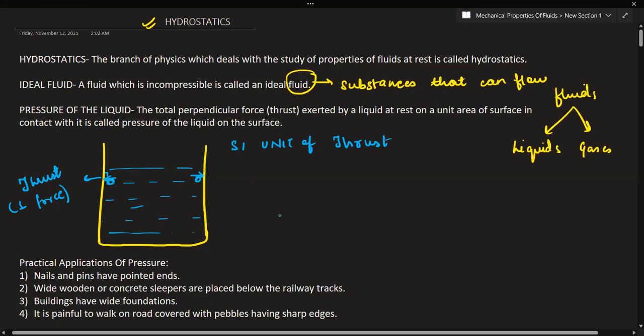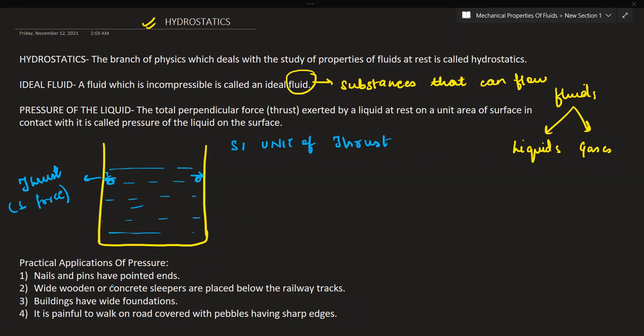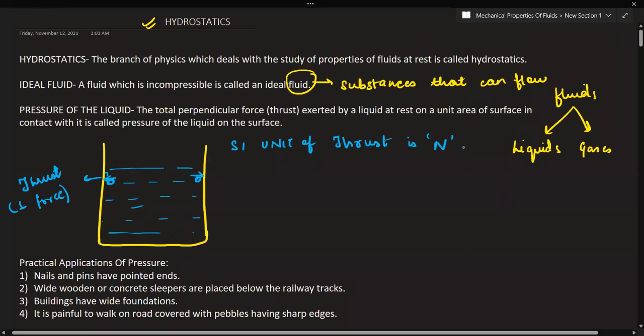Yes, ma'am. What is the SI unit of force? Newton. So thrust is also a force. It's just that it is perpendicular to the surface. So the SI unit of force will also be Newton. Now the concept that comes next is known as pressure.